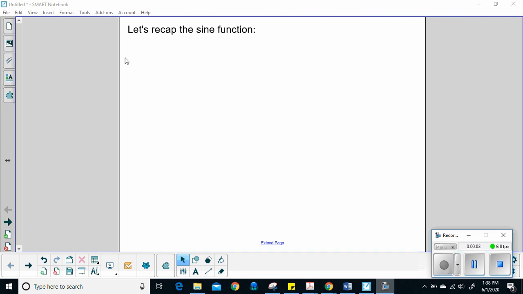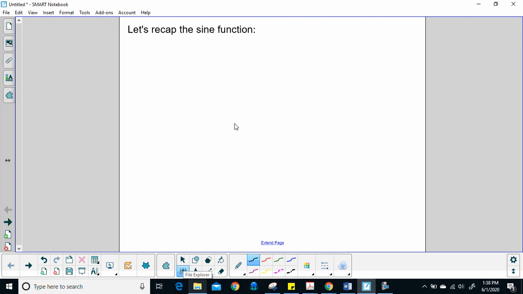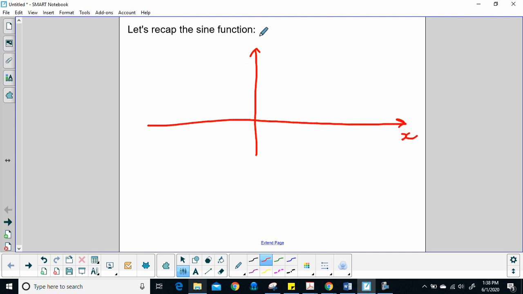Okay, so last class we ended with the sine function, so let's start with it today. So our sine function, the part we drew at least. There's my y-axis, there's my x-axis, okay? And we said, well, sine of 0 is 0. And you can type that in if you want. So 0 degrees is 0.